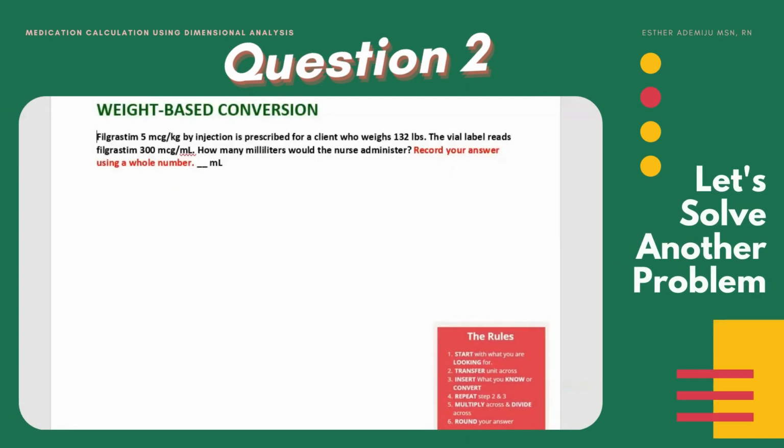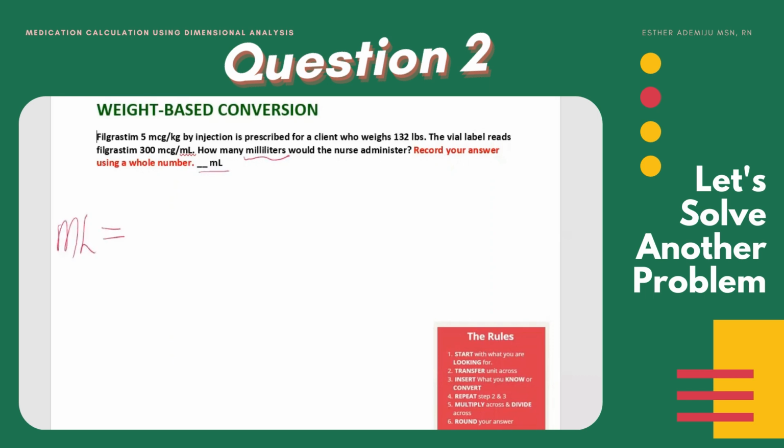So our next question is a weight-based conversion, still using dimensional analysis and the rule. The question says 5 micrograms per kilogram by injection is prescribed for a client who weighs 132 pounds. The vial label reads 300 micrograms per milliliter. How many milliliters would the nurse administer? Record your answer using a whole number. So what are we looking for? Because that's what we always start with, right? The question is asking you how many milliliters. So we're starting with milliliters. That's what we're looking for.